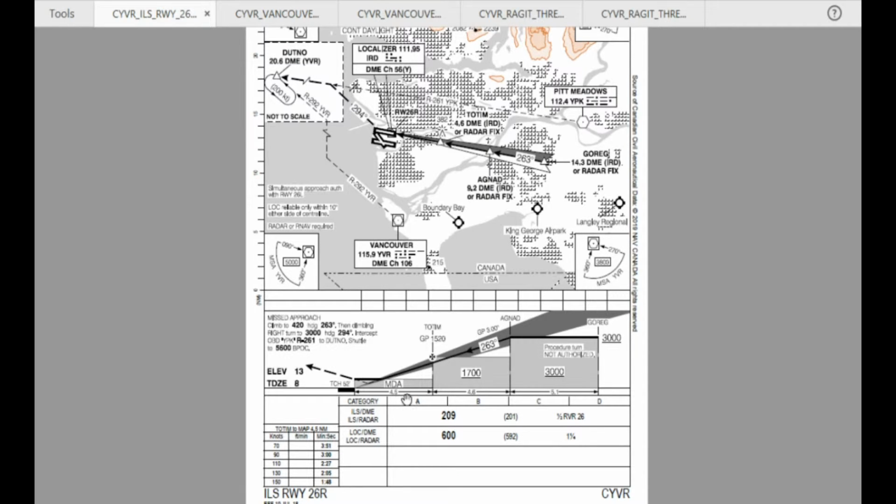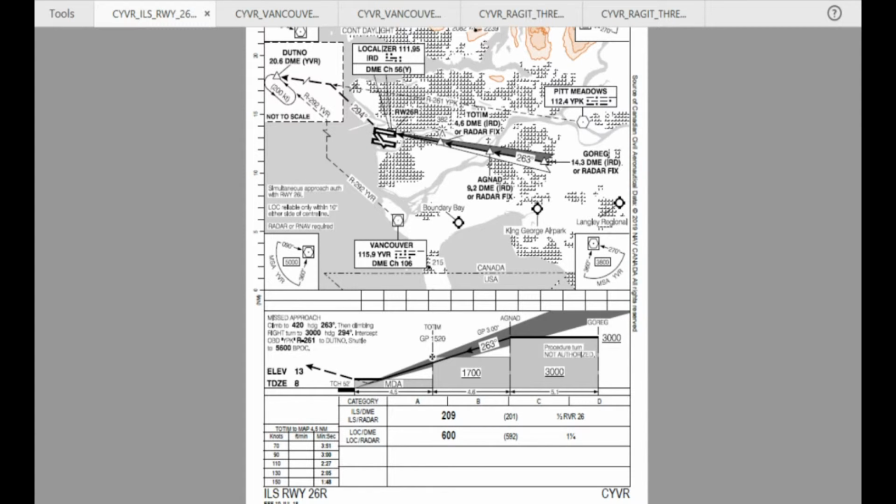So categories, there's technically 6 categories, A, B, C, D, E, and H. However, the common ones are A, B, C, and D. So what category do you think? What does it even mean? Categories are basically the initial approach speeds of the various aircraft.